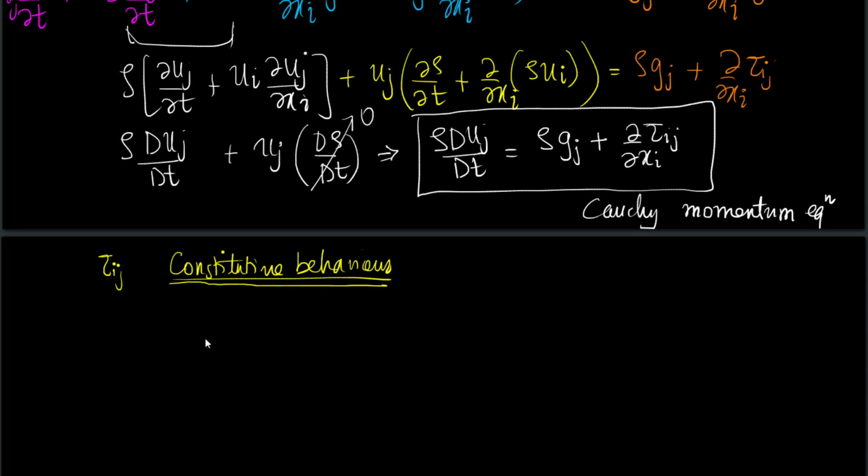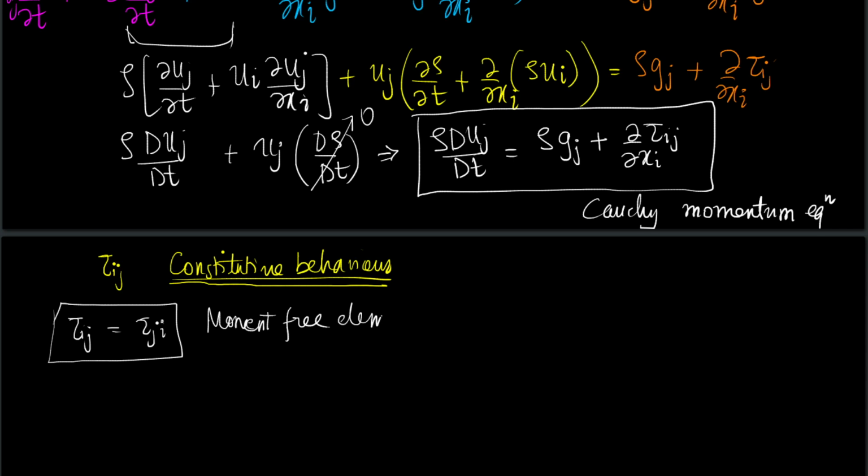All right. Before that, we should quickly bear in mind that tau ij is equal to tau ji, because the conservation of momentum for a differential element is supposed to be moment free. We have already seen this at some point in our lecture. But this need not be the case for fluids which have a net couple acting on them.